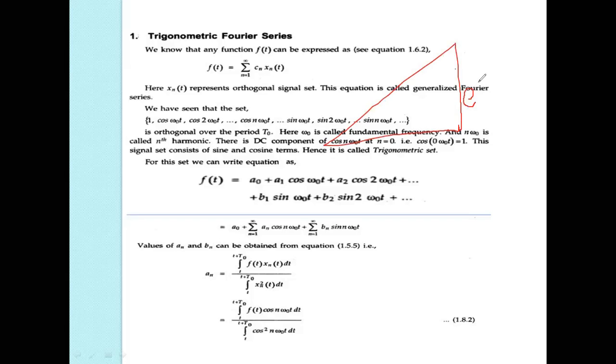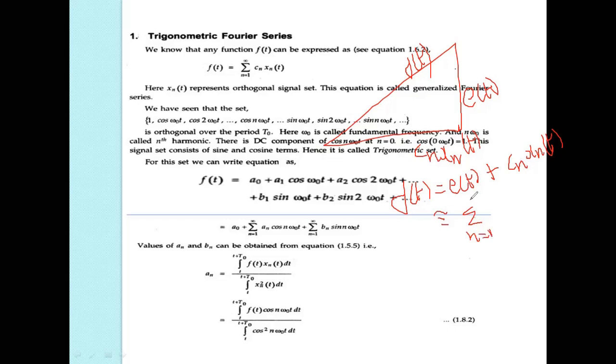The e of t is very small, the f of t is the signal, and cn xn of t is the approximation. According to the right angle triangle, the hypotenuse f of t is equal to e of t plus cn into xn of t, where n is 1 to capital N. Otherwise, the error signal is very small and f of t is approximately equal to the sum of n equal to 1 to N of cn xn of t.